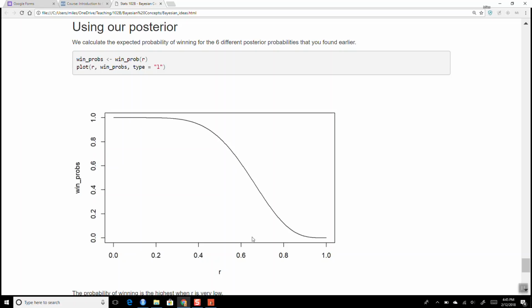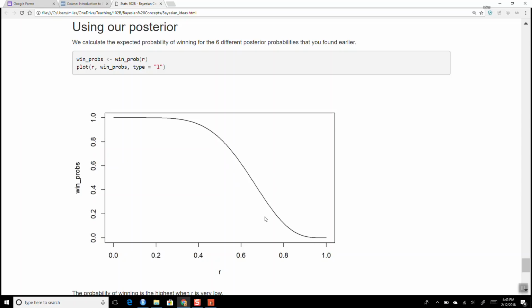But when R is equal to 0.6, your probability of winning is right around 1/2, which makes sense, because then you don't know if you're going to get 6 heads or more, or 6 heads or less. And then when the probability of landing heads is close to 1, it's almost guaranteed that you're going to lose.